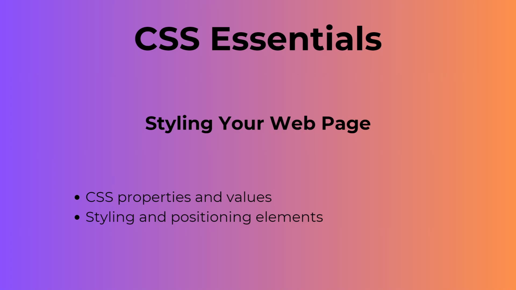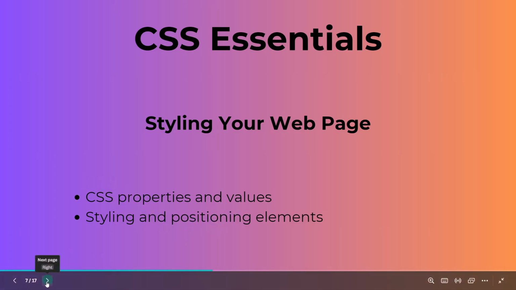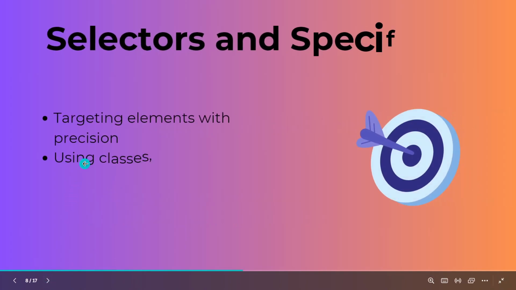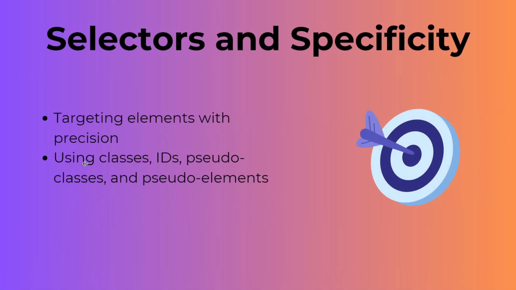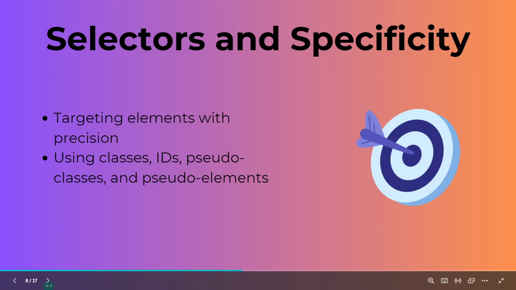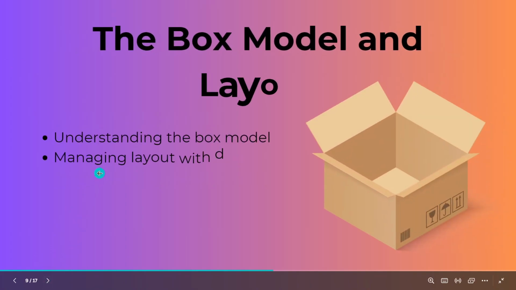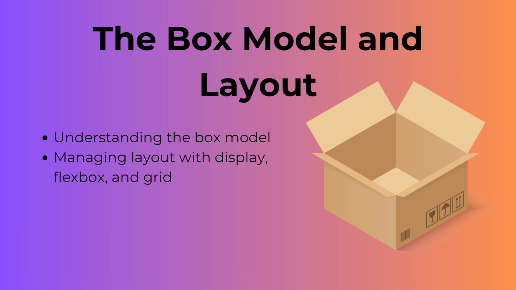We'll look at CSS properties and values, styling and positioning elements. Then we'll go on to selectors and specificity. We'll be looking at targeting elements with precision, using classes, IDs, pseudo-classes, and pseudo-elements. Here, we'll be looking at how we design something like, let's say, a paragraph or a heading, and what's the logic behind it.